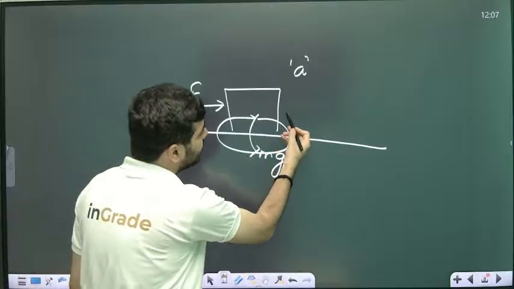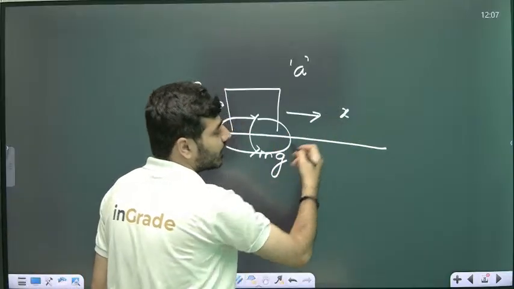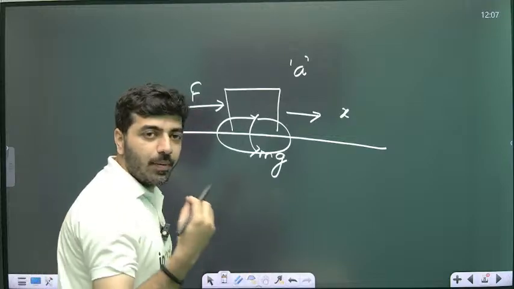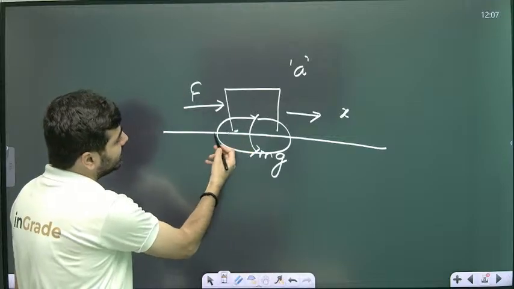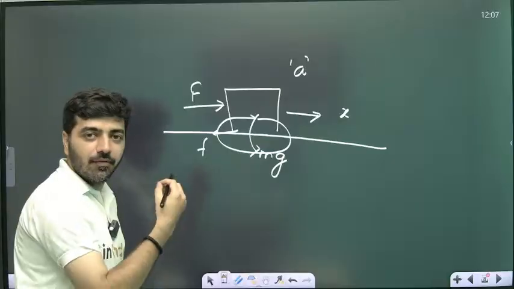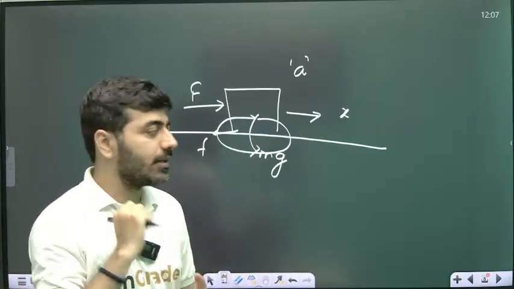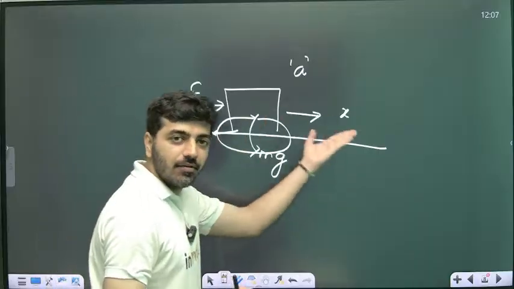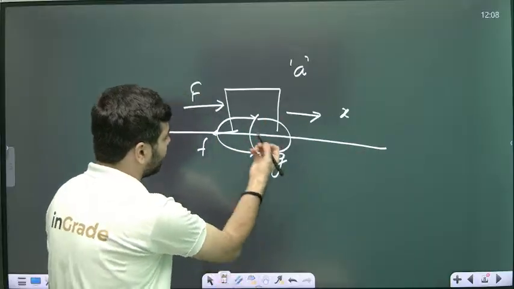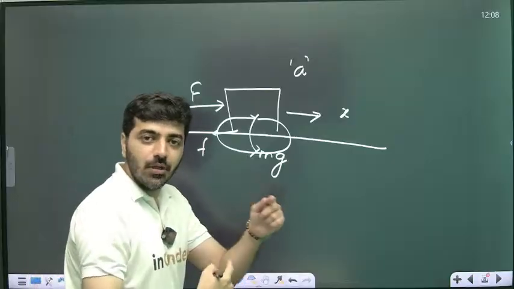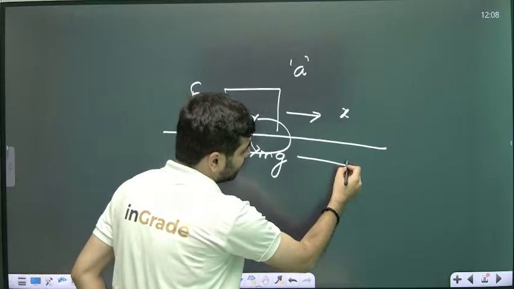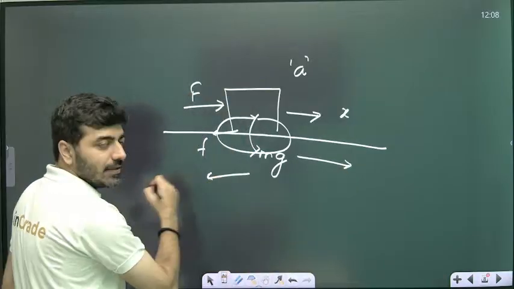If a body is moving in, let's say, x direction, the property of friction is that it acts upon the body in the backward direction. Friction always opposes the motion. It means if the body is moving in the forward direction, then the friction is acting opposite to the motion. Motion in this direction, then friction will act in this direction.